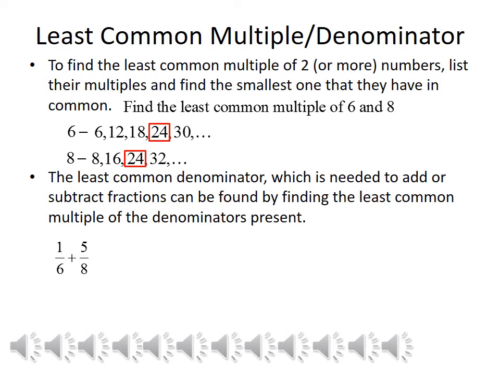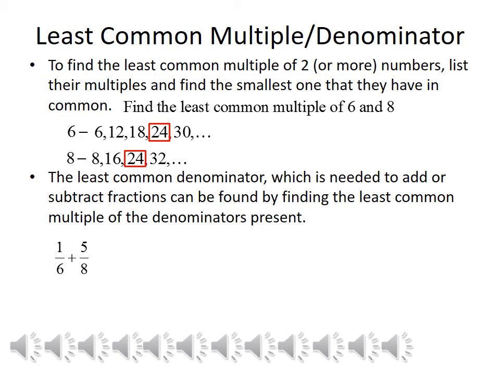So let's look at an example. We want to add together the fractions 1/6 plus 5/8. Now remember, in order to add fractions together, you need them to have the same denominator. So we need to find the least common denominator. And the least common denominator is simply going to be the least common multiple of the denominators that you have.